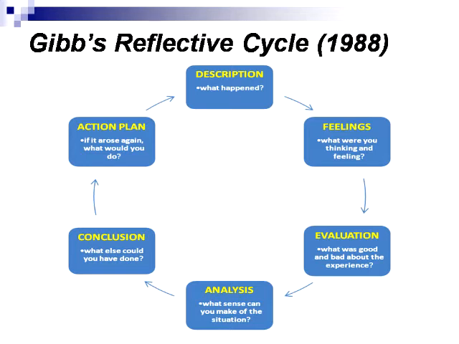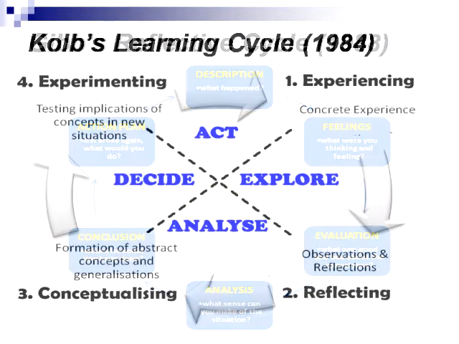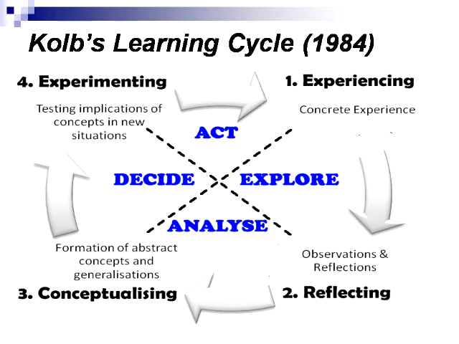Thank you. And what is Kolb's learning cycle? Kolb's learning cycle is 1, experiencing, 2, reflecting, 3, conceptualizing, 4, experimenting. So experiencing is concrete experience, which leads to reflecting, i.e. observations and reflections, which leads to conceptualizing, formation of abstract concepts and generalization, which leads to experimenting, i.e. testing implications of concepts in new situations. So the other way to say is explore, analyse, decide and act.